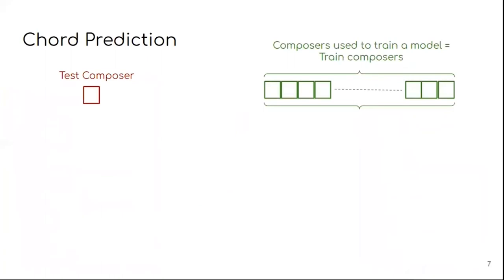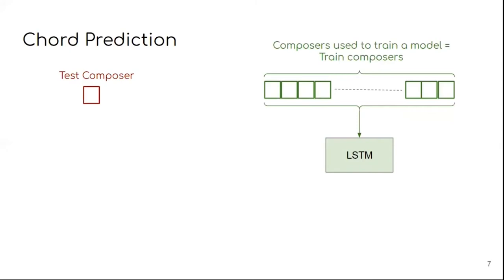To find differences or similarities in how our 24 composers use the chords, we perform chord prediction. To do so, we separate one composer from the rest of the composers. We nominate this one as test composer. We use all the other composers to train a model. This model is a long short-term memory, or LSTM. It takes as input chord embeddings from all these trained composers without distinction, and thus learns how the chords are used by the trained composers.